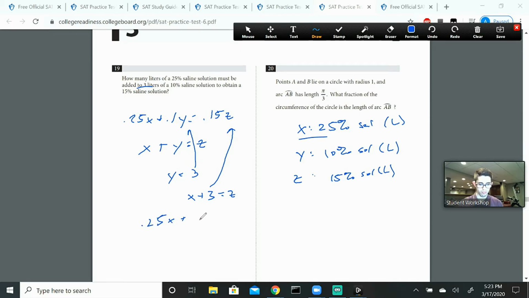So 0.25x plus 0.3 (0.1 times 3 is just 0.3) equals 0.15 times x plus 3, and then we do some algebra. Subtract the 0.3 over, subtract the 0.15x over, we get 0.1x equals 0.15. Multiply by 10, x equals 1.5.